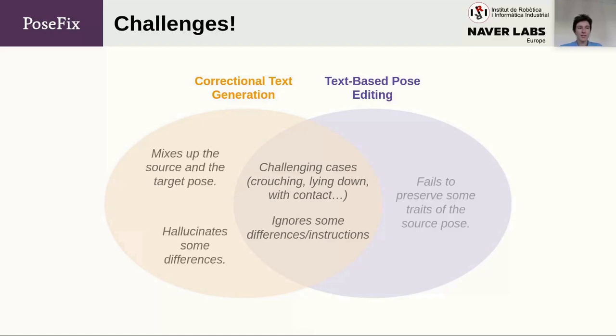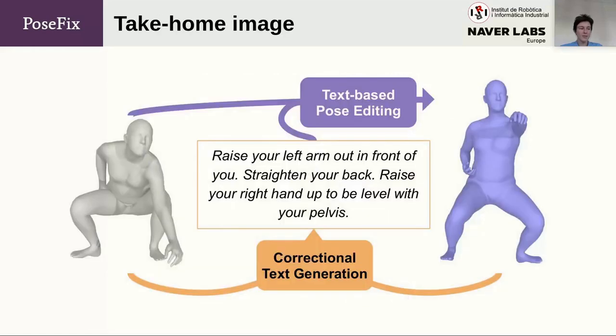Both tasks are challenging on many aspects. Here is the take-home message for this work. PoseFix is a dataset linking a source 3D human pose with a target pose and modifying instructions. It aims to help learning about fine-grained 3D pose semantics. We use the PoseFix dataset to train a text-based pose editing model and a correctional text generation model. There are still many challenges to work on.